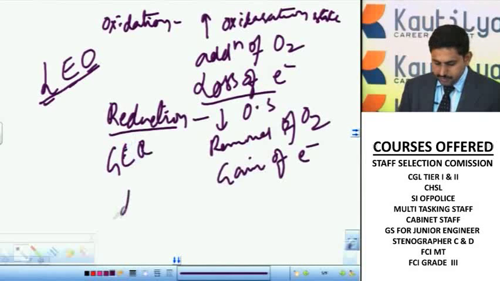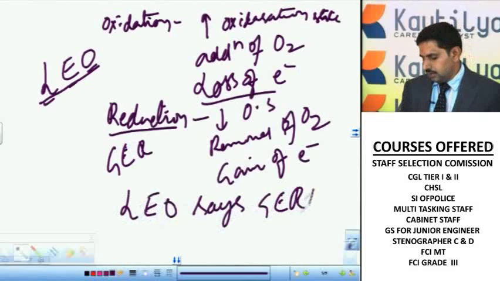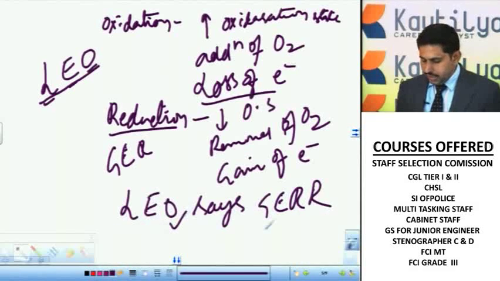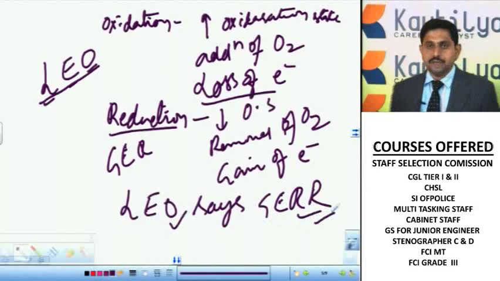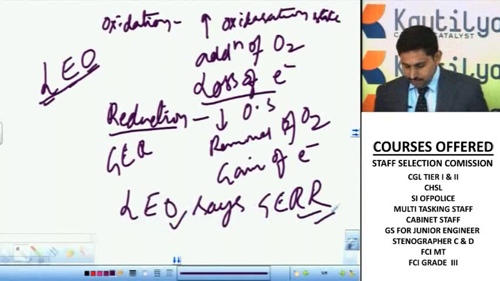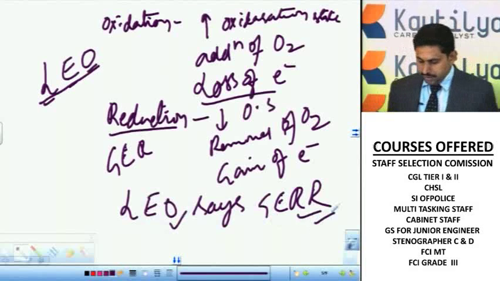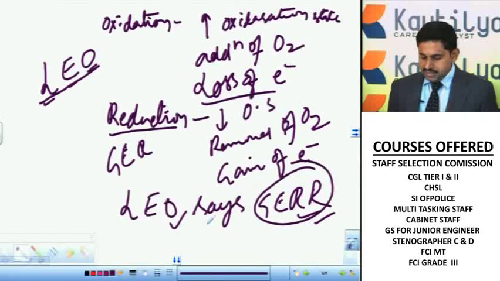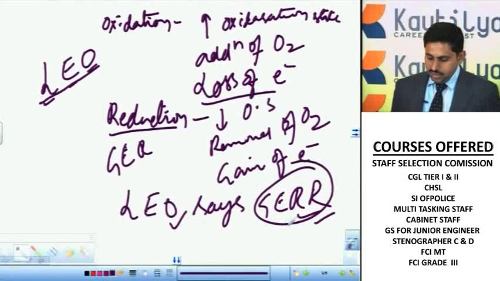Simply to remember both oxidation and reduction: Leo says GER. That means loss of electrons is called oxidation, gain of electrons is called reduction. Leo is, what do you call it, growling, that sound is like that. So you can remember it like this: GER, that means it is giving sound. Gain of electrons is called reduction, loss of electrons is called oxidation.